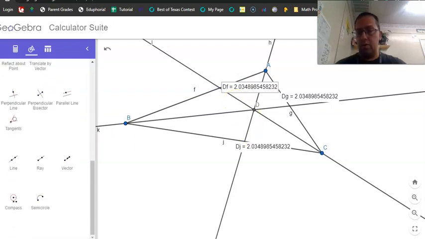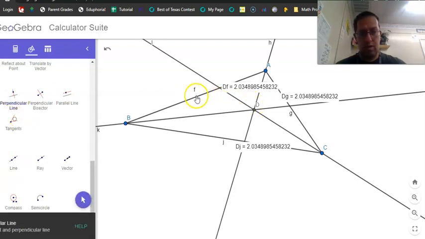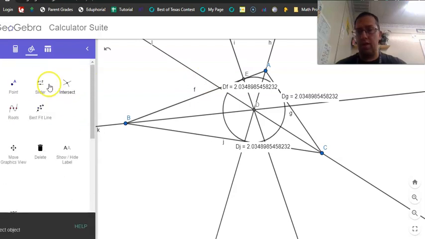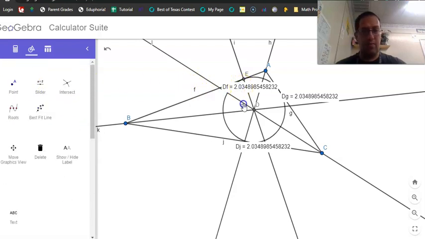Now, one of the reasons we call this the incenter is because, hold on a second, I need to get that perpendicular line back. There we go. The reason this is called the incenter is because it is the center of a circle that is drawn inside the triangle. So let me move that distance.